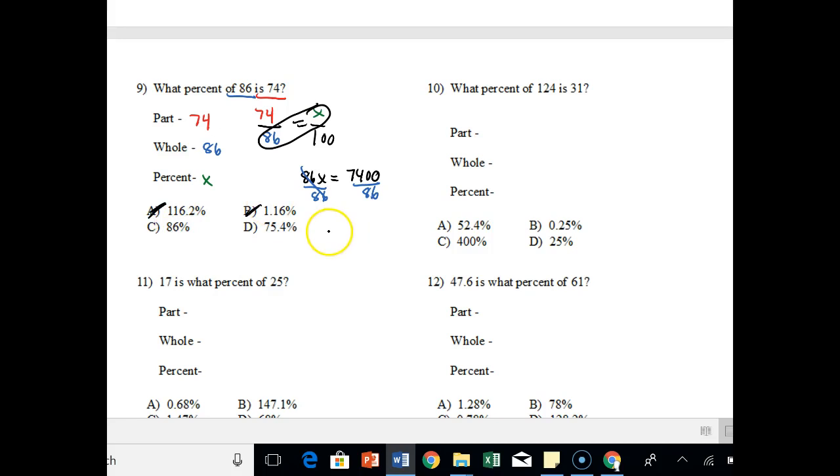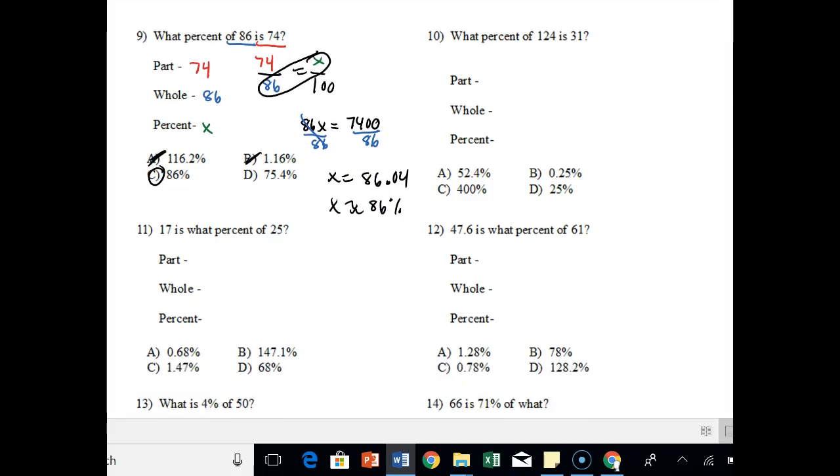So let's figure it out. x is equal to, what's 7400 divided by 86? And that gives you 86.04, or they're going to go ahead and round to say 86%. Right? So C is your answer. I would pause if I were you and try and do number 10.